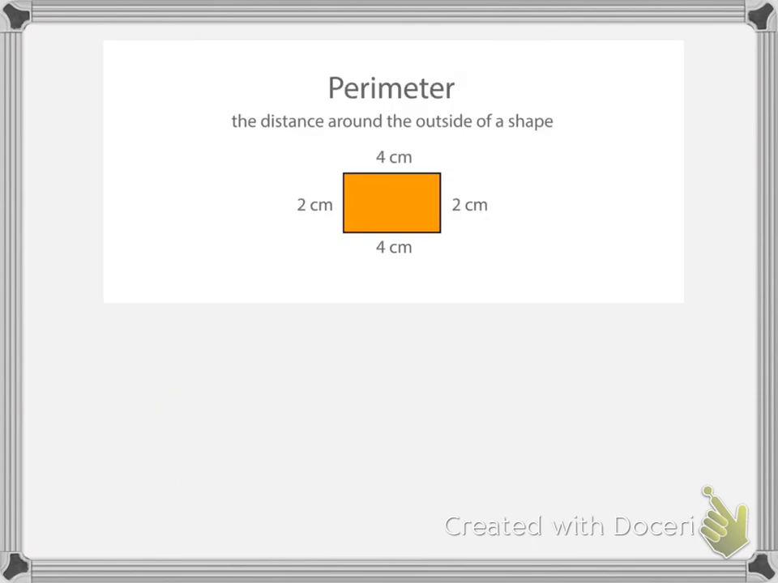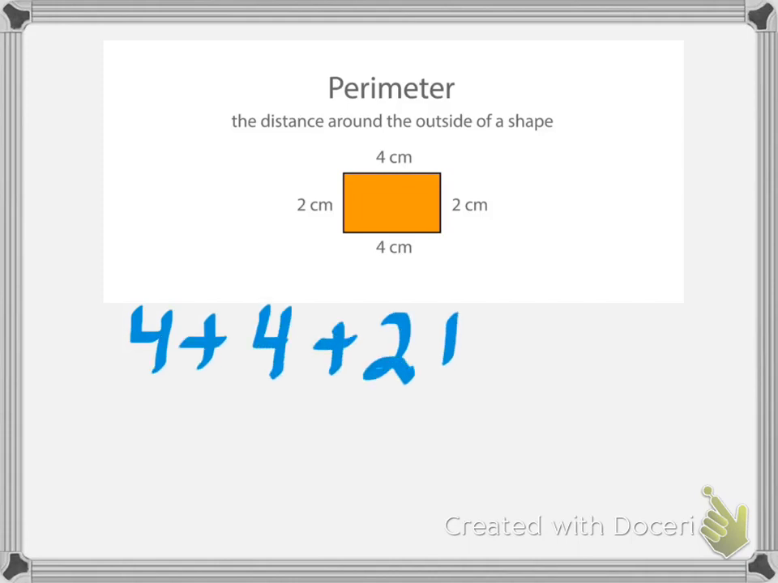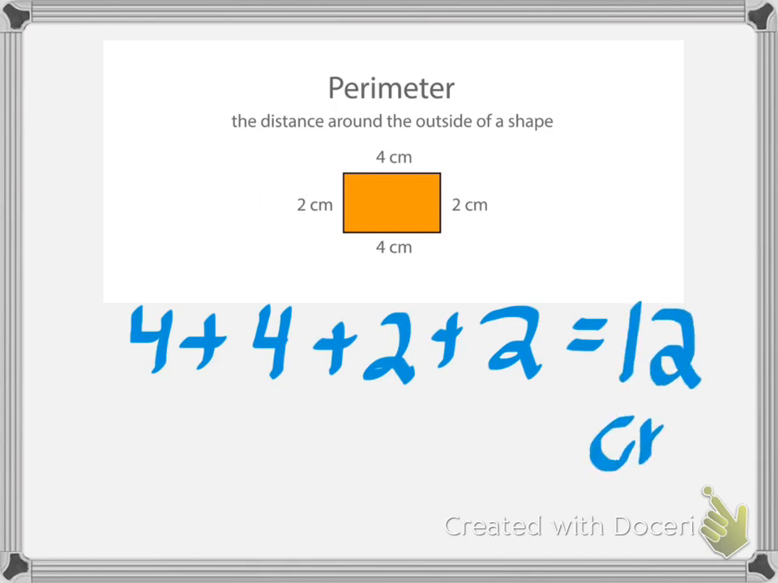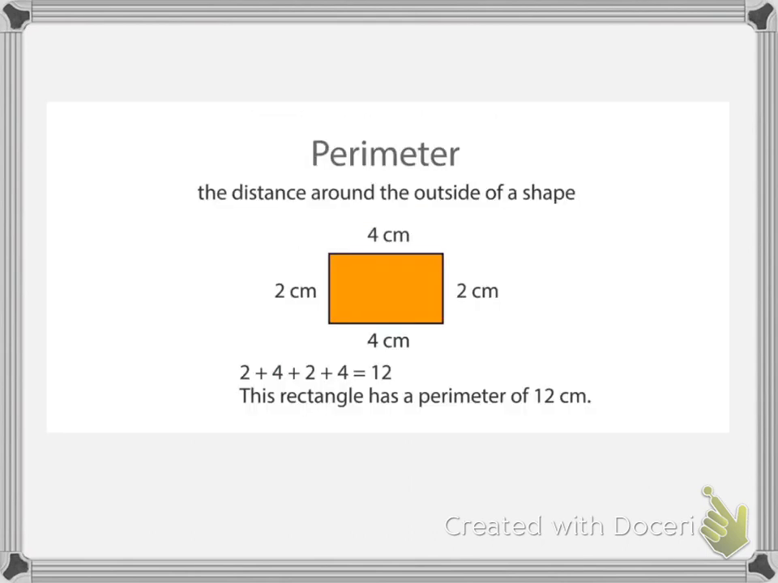Now let's talk about perimeter. Perimeter is the distance around the outside of a shape. You can see in this picture that we have a rectangle that is 4 centimeters by 2 centimeters. So to find the perimeter, you would add up the sides. We would put 4 plus 4 plus 2 plus 2 equals. When we add up the sides, we know 4 plus 4 is 8, plus 2 more is 10, plus 2 is 12. So the total perimeter of this shape is 12 centimeters.